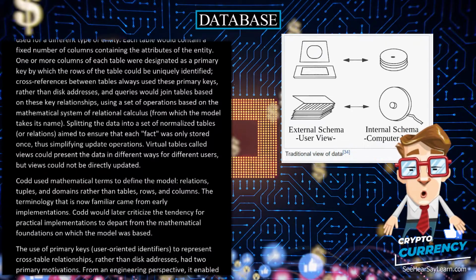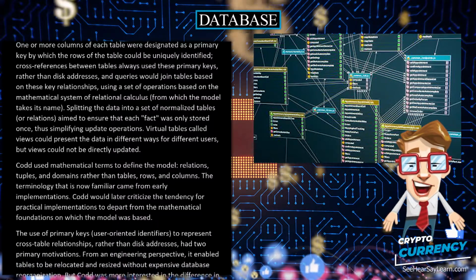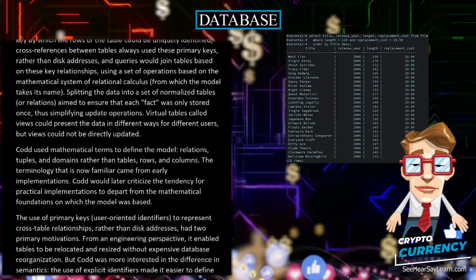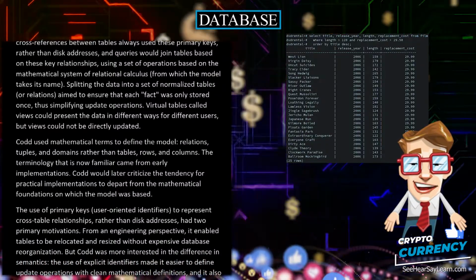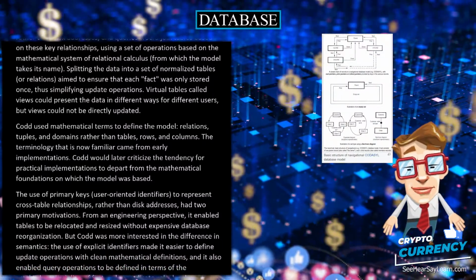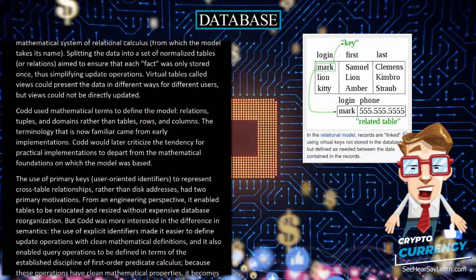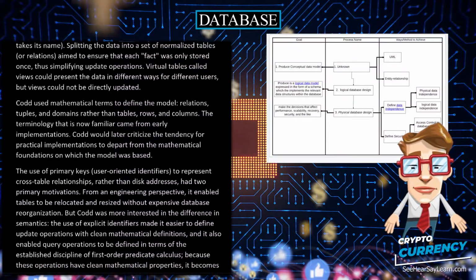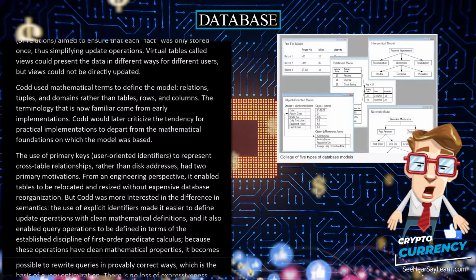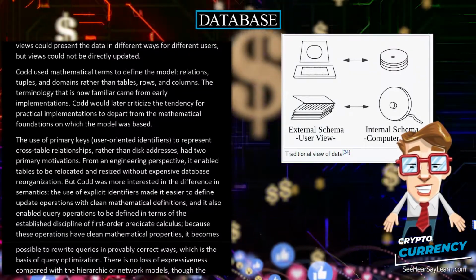Splitting the data into a set of normalized tables, or relations, aimed to ensure that each fact was only stored once, thus simplifying update operations. Virtual tables called views could present the data in different ways for different users, but views could not be directly updated. Codd used mathematical terms to define the model: relations, tuples, and domains rather than tables, rows, and columns. The terminology that is now familiar came from early implementations. Codd would later criticize the tendency for practical implementations to depart from the mathematical foundations on which the model was based.